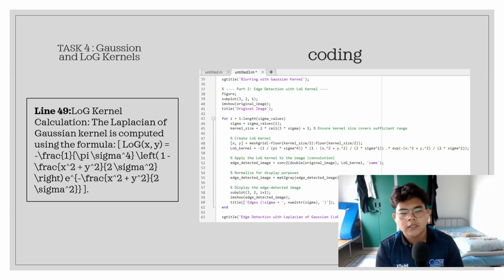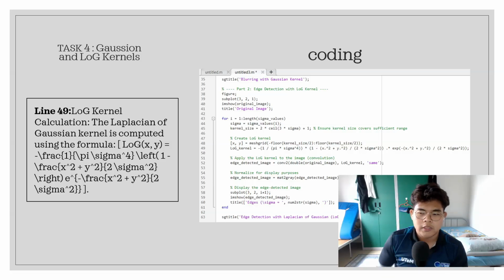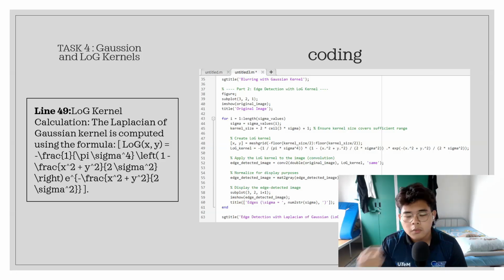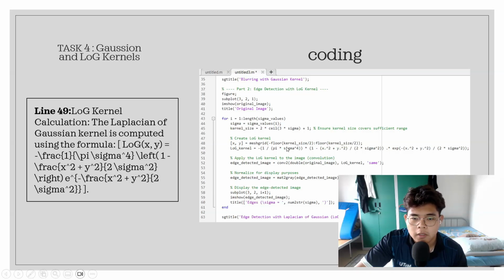Using the same coding from earlier, we just added some adjustments and additions so that we can use the same picture and now alter it to provide the edge detection that we desire in this part. The LOG kernel calculation, the Laplacian of Gaussian kernel, is computed using this formula right here.